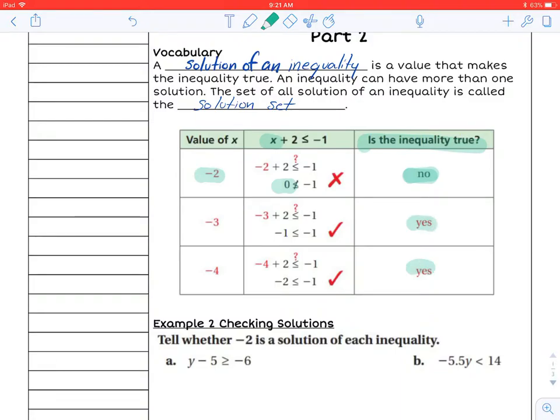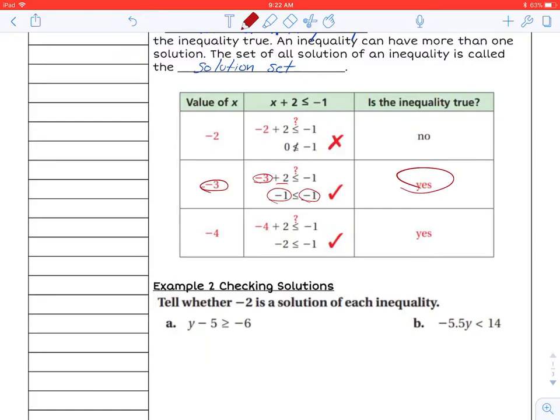But as you can see, we do have two values that do make the inequality true here. Let's check them out. If we were to plug in -3 for x, we'd have -3 plus 2, which simplifies down to -1, is less than or equal to -1. Well, -1 is not less than -1, but -1 is equal to -1. And remember that the less than or equal to sign means that it can either be less than -1 or it can be -1. So that does make the inequality true. Is the inequality true? Yes. Same thing goes for -4. -4 plus 2 gives me -2, which is now less than -1, so that is true.